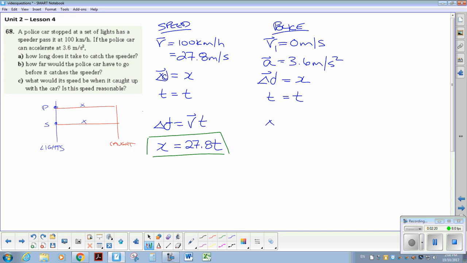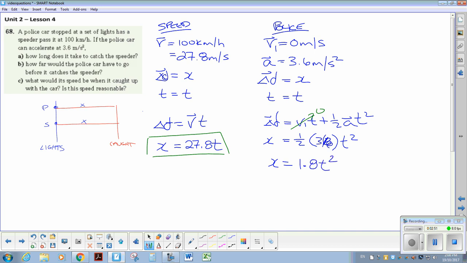If I look at my police car, I'm going to have to use this particular formula because I know velocity and time. Again, it travels x meters. V1 is 0, so that value goes to 0. Then 1/2 times 3.6 t squared. That should be a 6. So x equals 1.8 t squared.